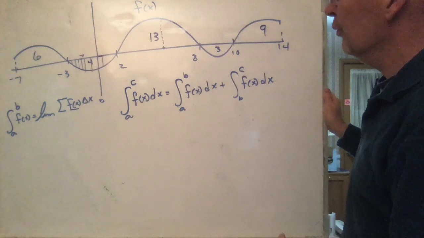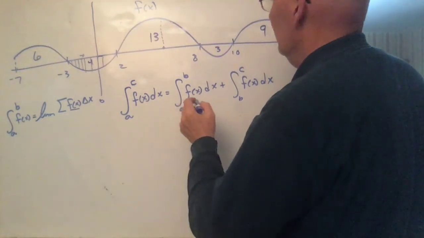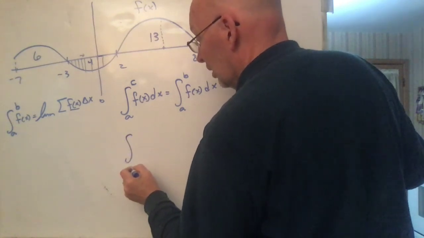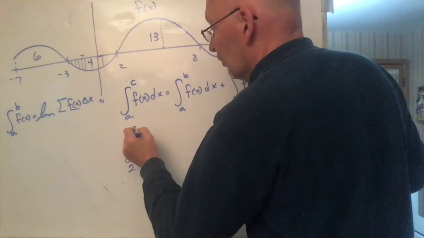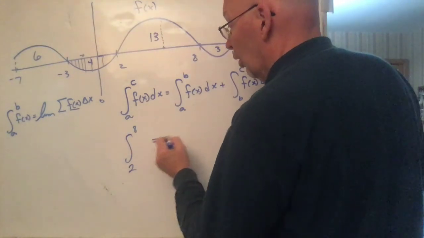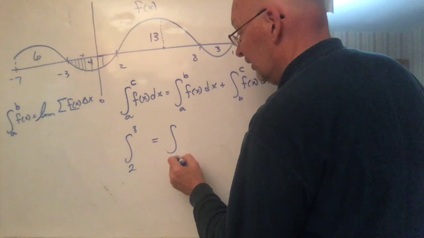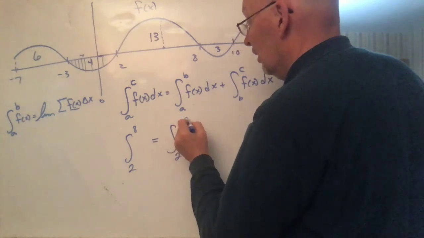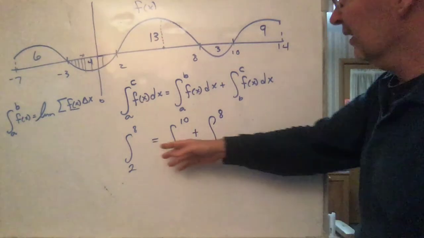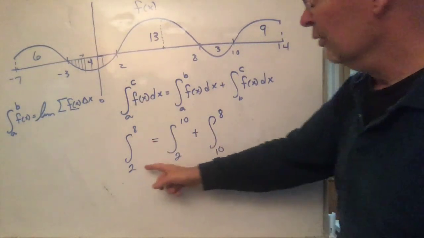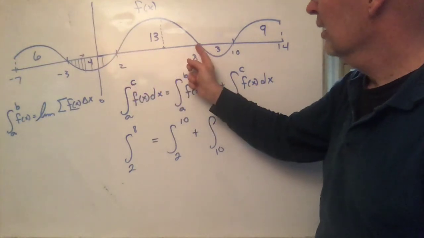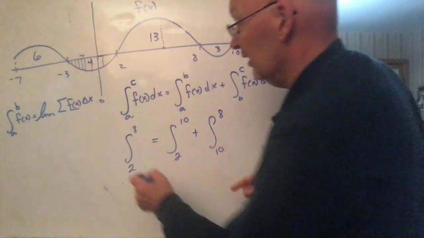What if we took the value from 2 to 8? I'm just going to leave it without putting all the stuff here, just for simplicity. And we said, oh, using this formula, that's going to be the integral from 2 to 10 plus the integral from 10 to 8. Notice they're not in linear order here. Is that still right? The integral from 2 to 8, that's that stuff here. That's 13, agreed?